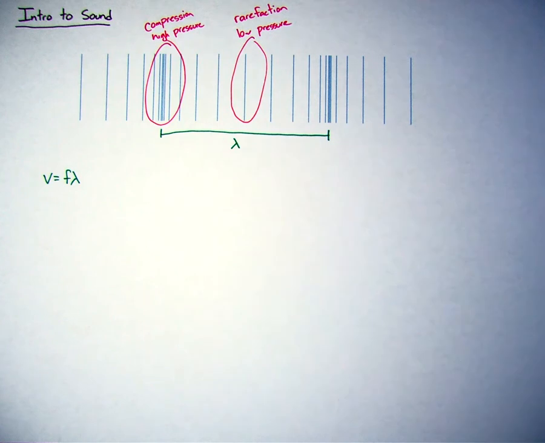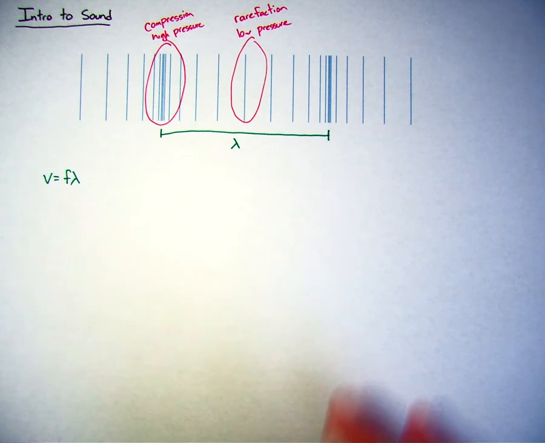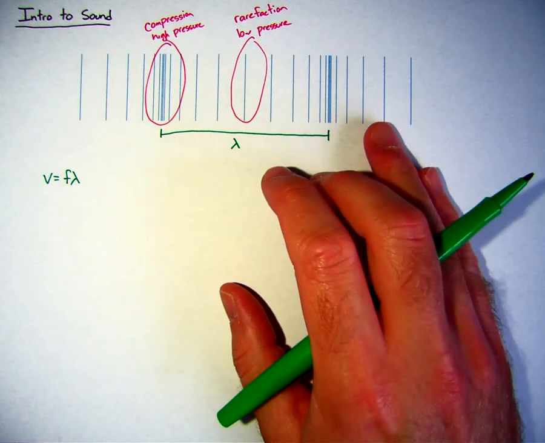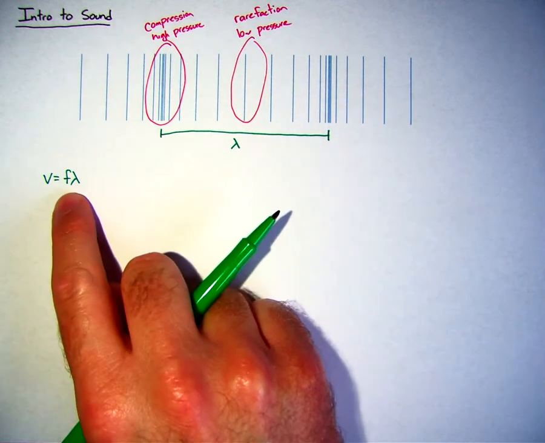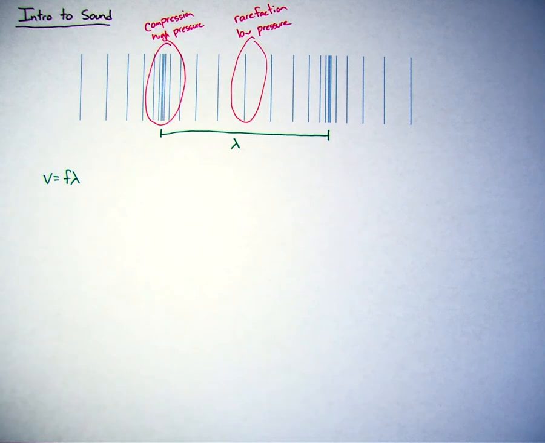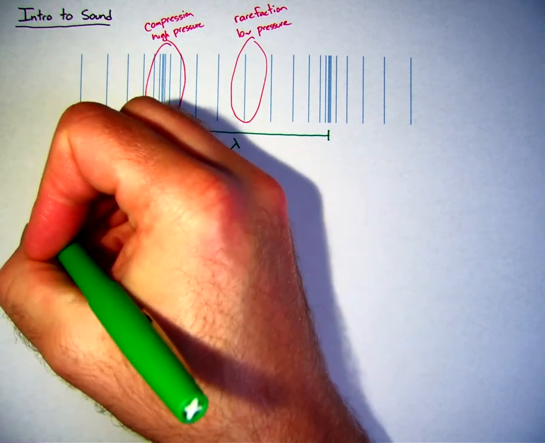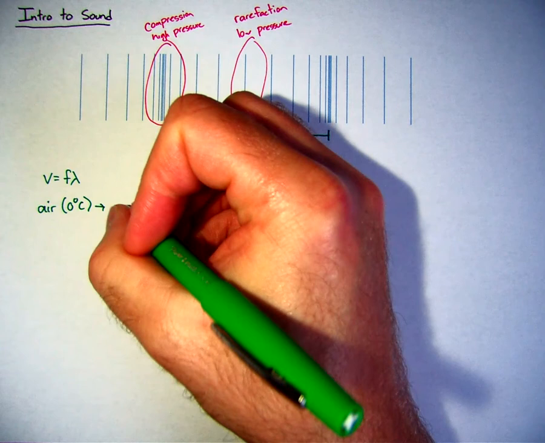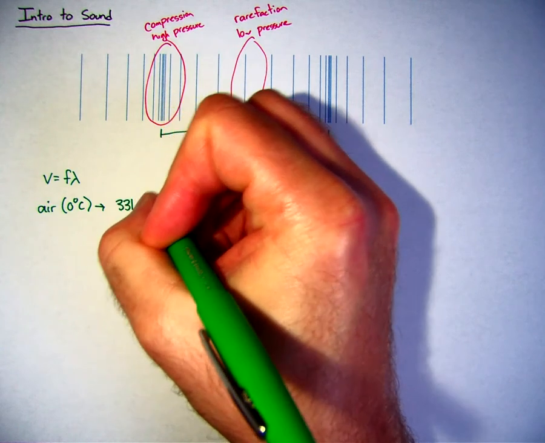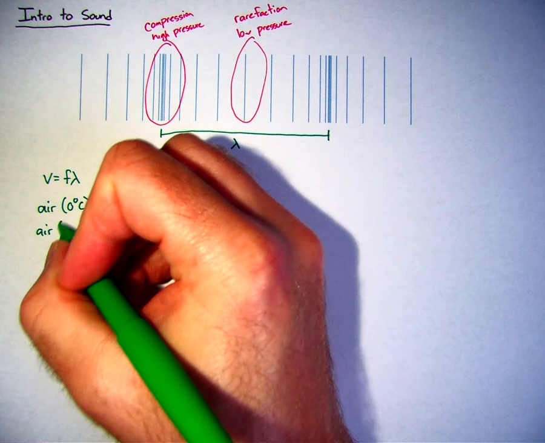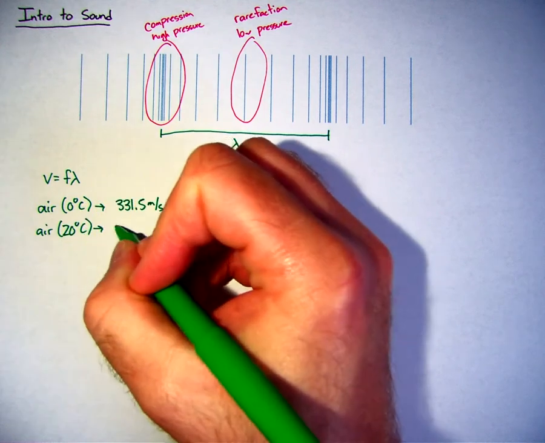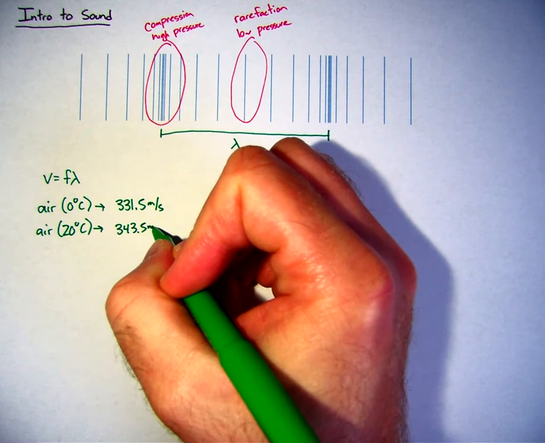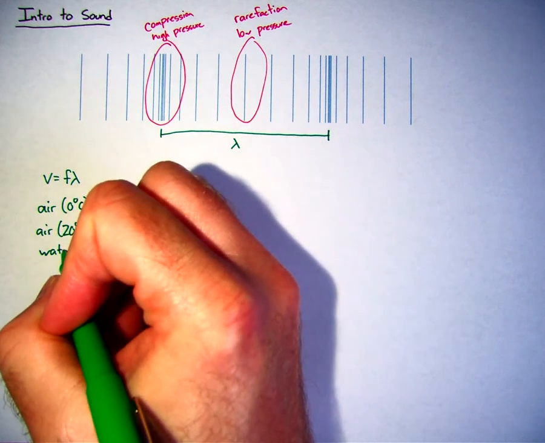Now, sound actually will travel at a set speed, just like our other waves in a set medium travel at a set speed. So if you're talking about the speed of sound in different materials, that's not going to change. You can have a higher frequency sound, a lower frequency sound, but the velocity is still going to remain the same. In fact, just a few known things. If we're talking about air at 0 degrees Celsius, we have a speed of sound of 331.5 meters per second. If we're talking about air at 20 degrees Celsius, we have 343.5 meters per second. In water, the speed of sound is different.